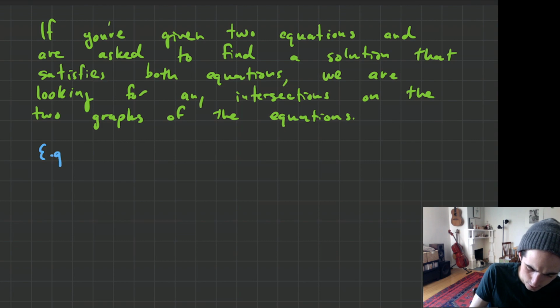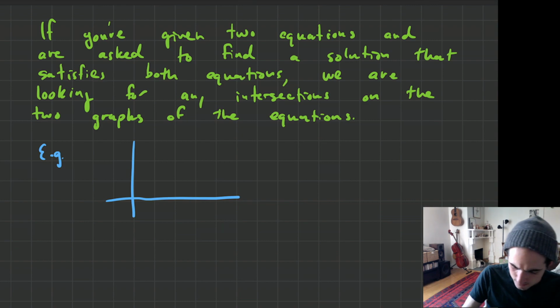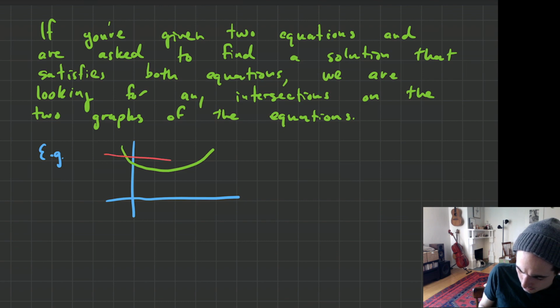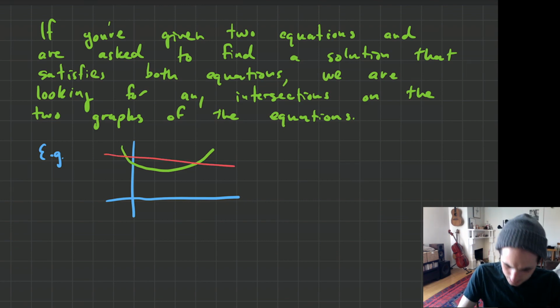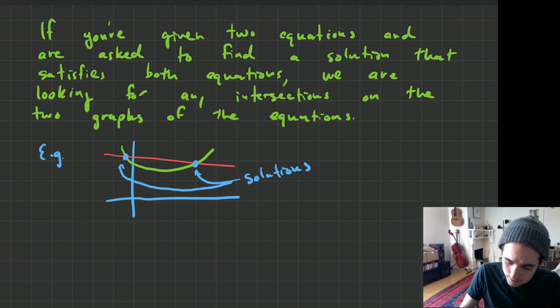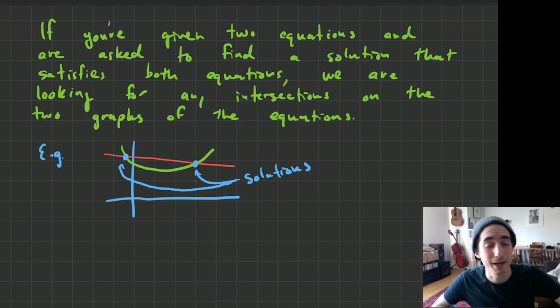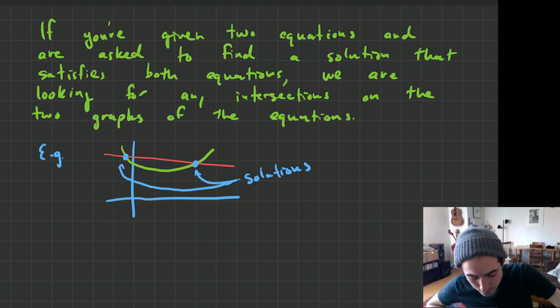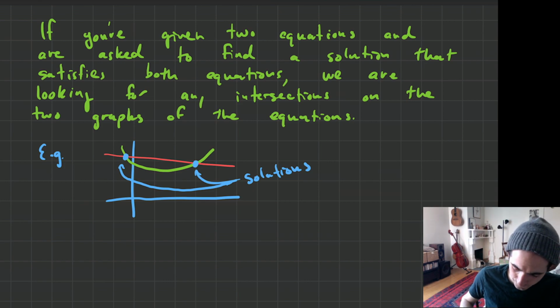Just to give you a little visual example, maybe one of them is a quadratic, and maybe the other one is a linear equation like this. Then the intersection points, these are the solutions. And maybe there are more than one solution. Maybe there are 0 solutions, right? But any of those intersection points must be the solution to our system, okay?